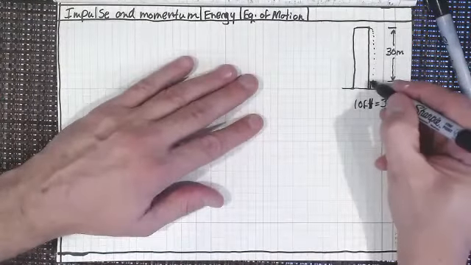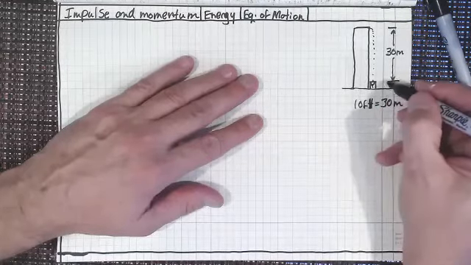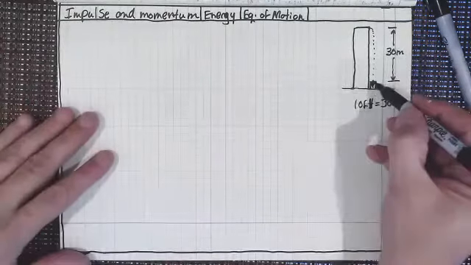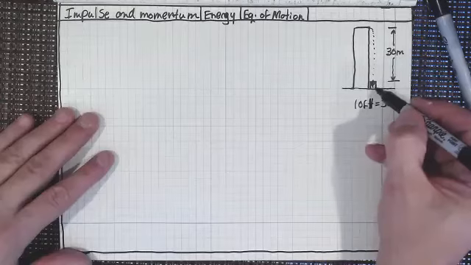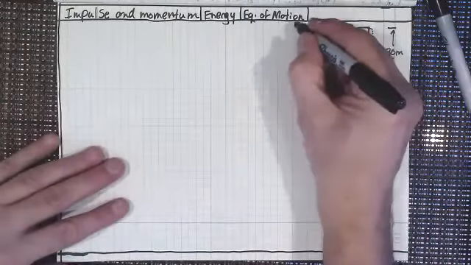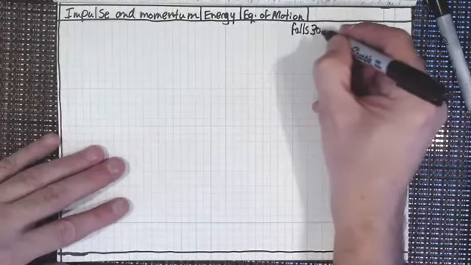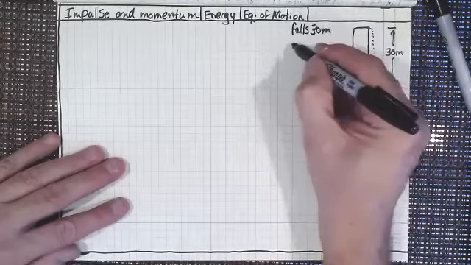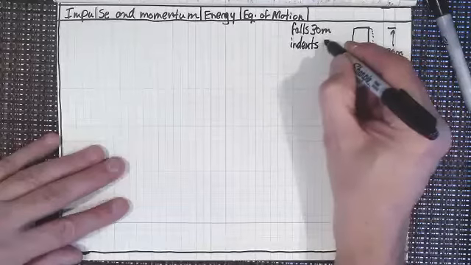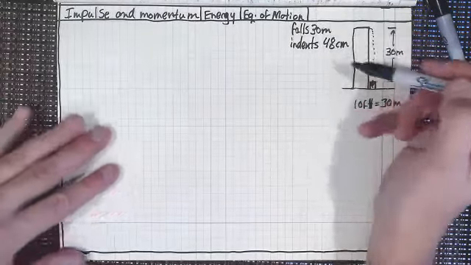So it's going to hit this, and then it's going to indent this, right? So it's going to hit the air conditioner unit, and it's going to indent it. So it falls 30 meters. It indents the air conditioning vent 48 centimeters. So we have two events here, right?